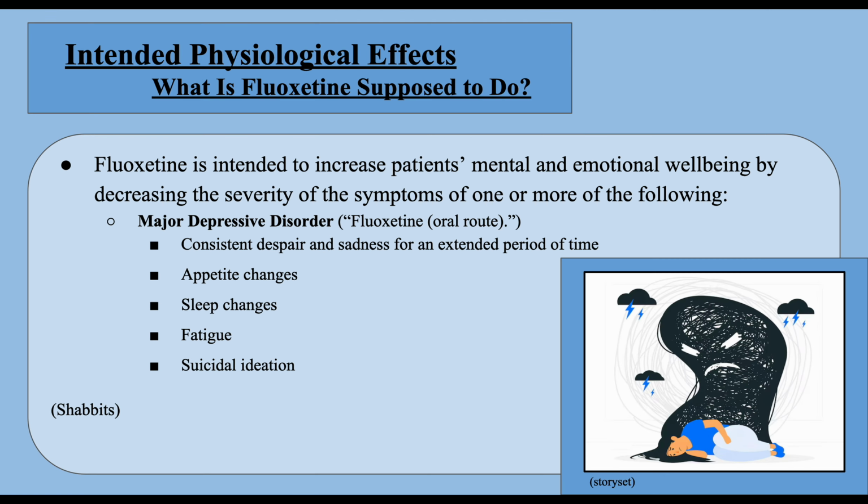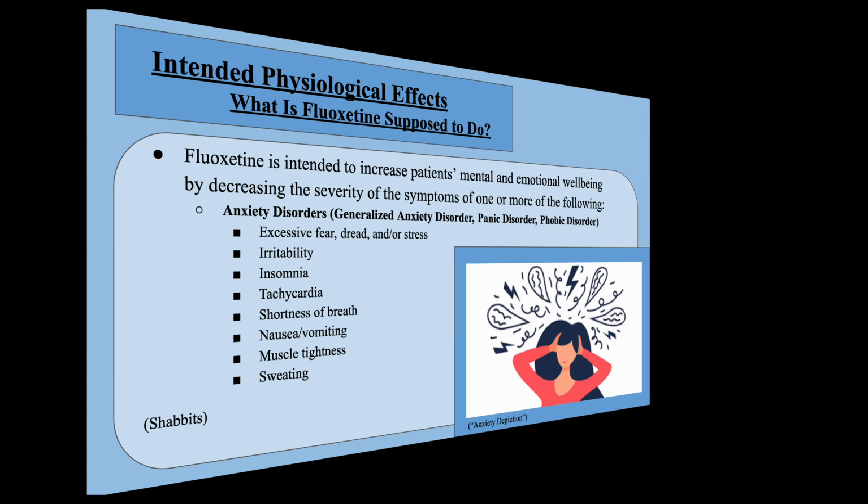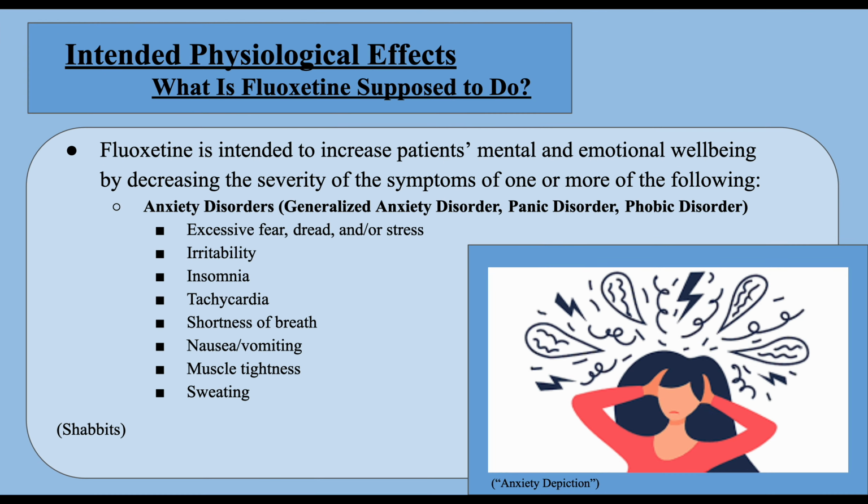Okay, so based on that, what is fluoxetine supposed to do? Well, fluoxetine is supposed to increase patients' mental and emotional well-being by decreasing the severities of the symptoms of a variety of disorders. One of which is major depressive disorder, or just depression, which is marked by extreme sadness over an extended period of time. Fluoxetine is also used to treat anxiety disorders, which are marked by excessive fear and stress.